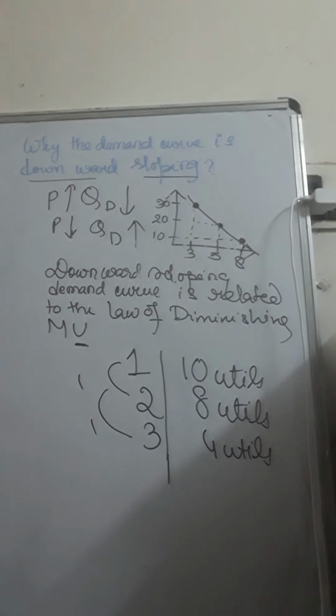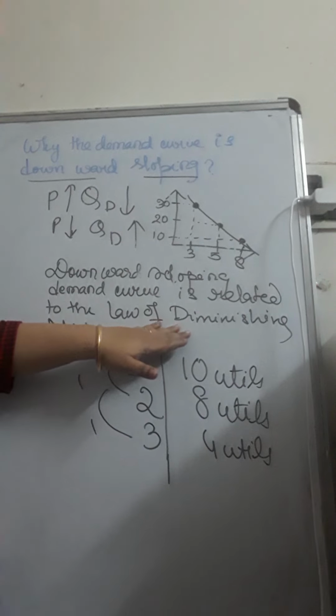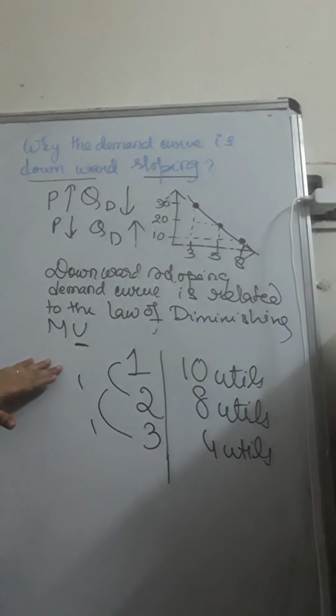And you know that wants are unlimited and humans want a lot of commodities in our consumption basket. We don't keep on wanting the same commodity. So that is why there is a diminishing marginal utility when we over and above consume the same good. So here let us take one example.